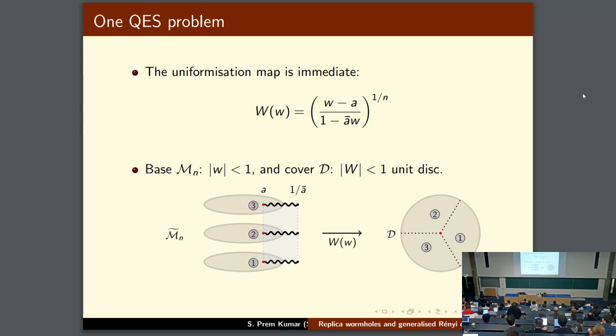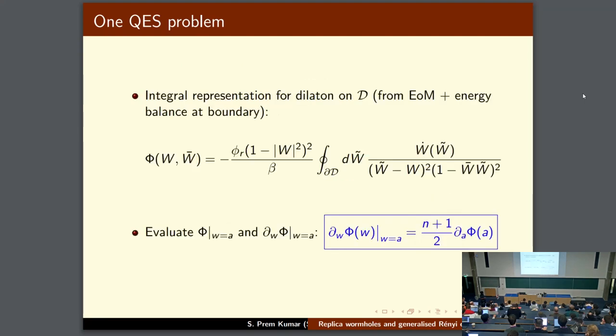So you can look at the equation of motion of the dilaton, invert it, and do some manipulations, and then discover that the dilaton can be written as an integral over the boundary of this disk. And on the boundary, inside this integral, you can then plug in the uniformization map, and then after a bit of manipulations, you discover this miraculous relation that ∂_W φ at W equals A is (n+1)/2 times ∂_A φ(A).